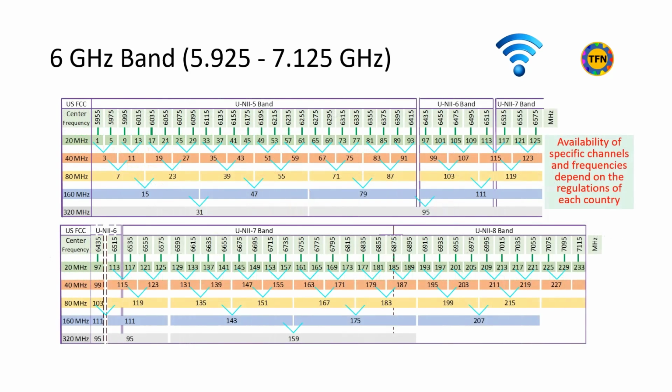The 6 GHz Wi-Fi band includes 4 UNII, or Unlicensed National Information Infrastructure, frequency bands, UNII 5 to UNII 8. Availability of specific channels and conditions of their use depend on the regulations of each country.